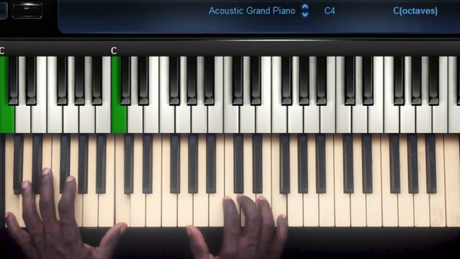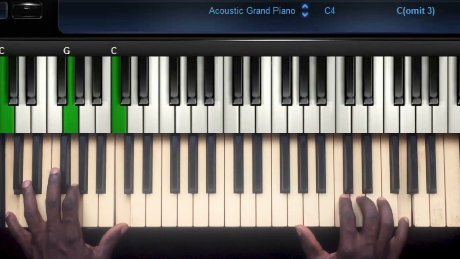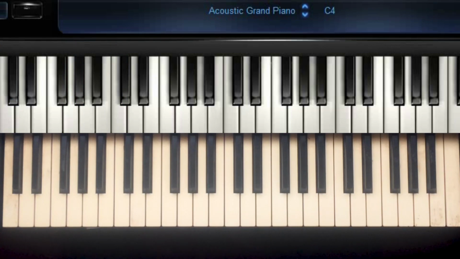All right. Okay. So basically, that's the whole progression of the song.